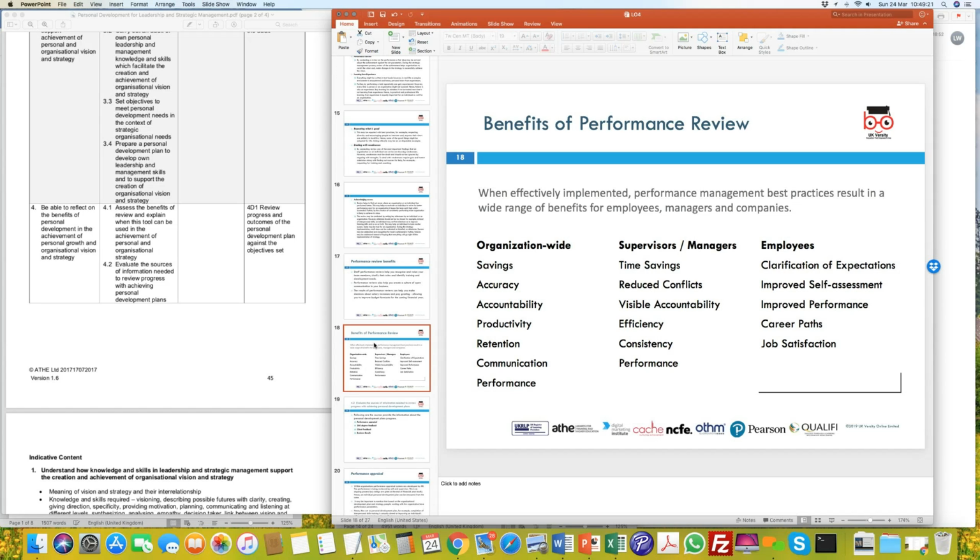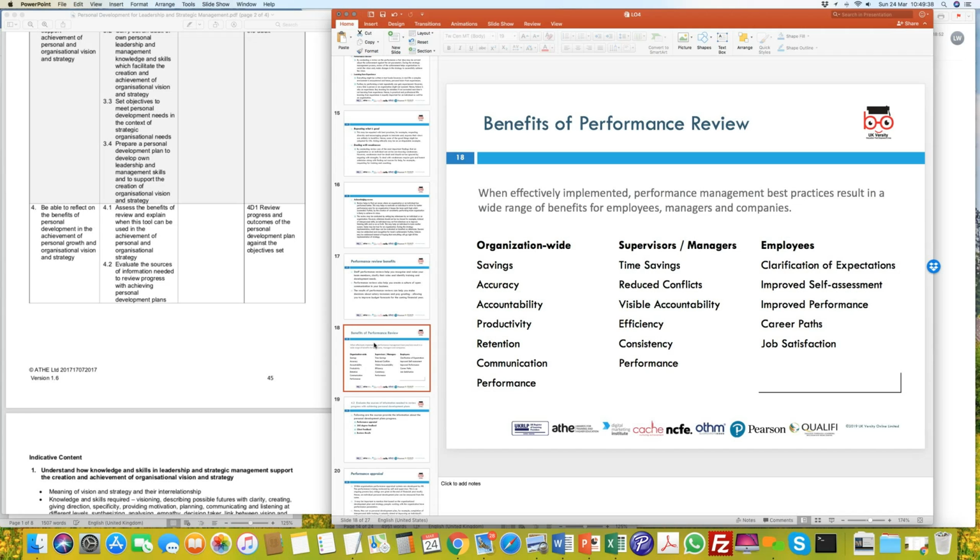But at the supervisor and manager level, if I differentiate into types of employees, they are looking at making efficiency and productivity savings. So time savings, how to reduce conflicts within teams, how to increase efficiency, consistency, and performance. That is what is going to be reviewed in the appraisals of managers and supervisors.